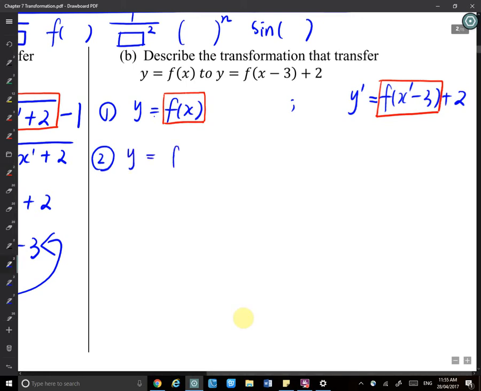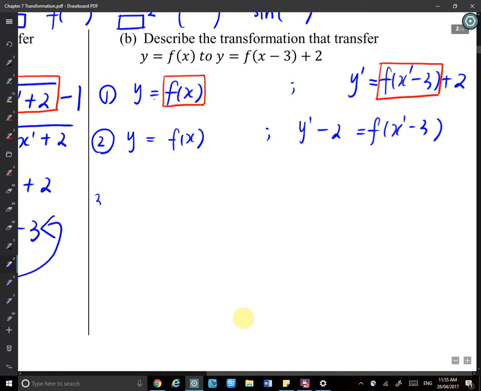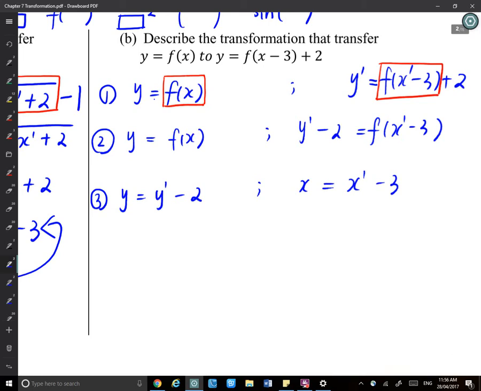So y still equals f(x), and y dash minus 2 will equal f(x dash minus 3). Equalize. y will equal y dash minus 2. x must be x dash minus 3. Don't include the f. The f is a rule. I don't care about which rule that is. I just care about what I have inserted into this rule. So x equals x dash minus 3.